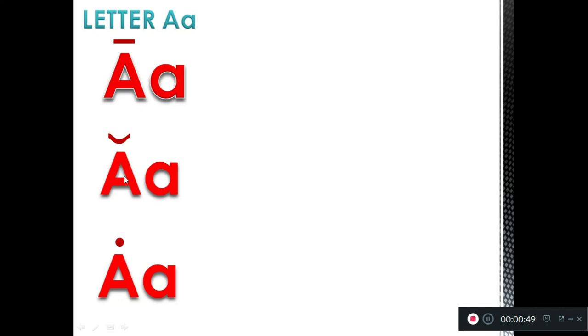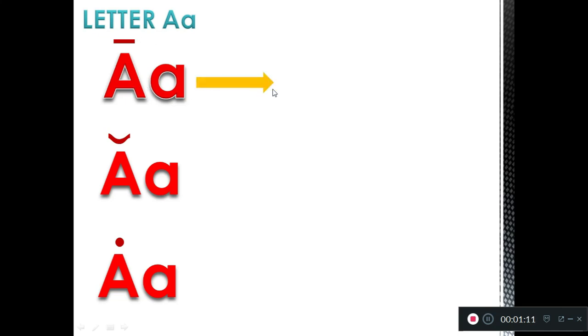So you should note the difference. The first one is A with the dash on top. The second one is A with this little curve on top of the A. And the third one is ah with the ball on top of it, it's called R. Now, under letter A, that's the first one. Remember, this is called A with the dash on top.